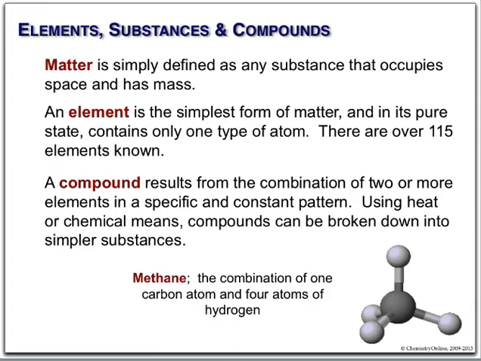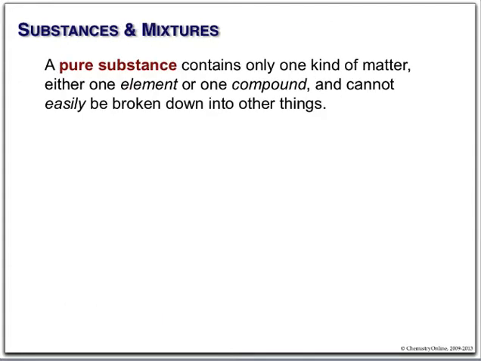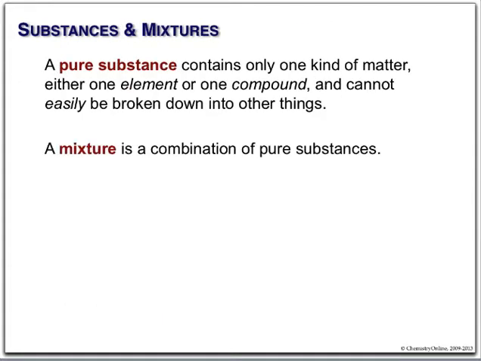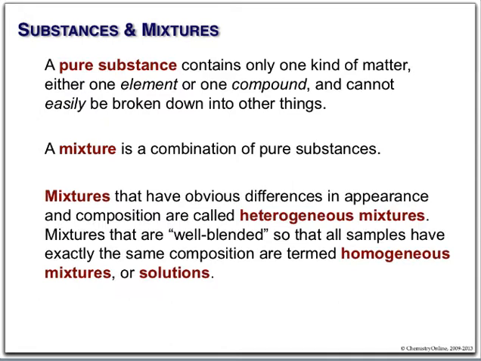The simplest form of matter is an element. It contains only one type of atom. And a compound is a combination of two or more elements in a specific and constant pattern. An example would be methane, that's natural gas, where we have one carbon and four hydrogens bonded to it. We can define any one particular type of matter as a pure substance.